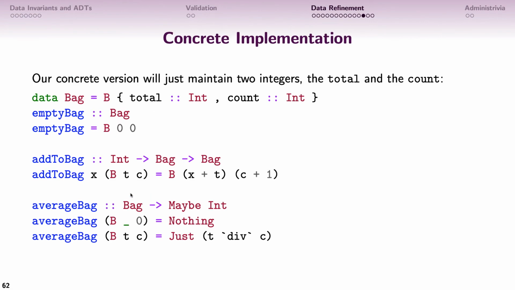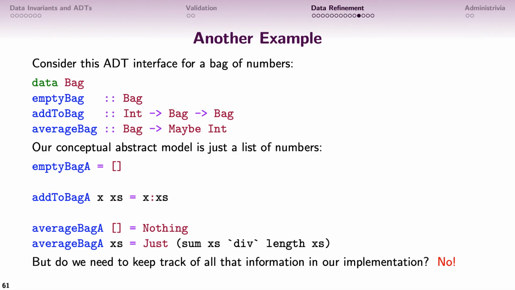So let's implement it that way. We have a record here with a total field and a count field. The empty bag is just 0, 0. Add to bag, I add to my total and I increment my count. And average bag, if I've got no numbers, I return nothing. Otherwise, I just divide the total by the count, right? Very straightforward. But how could we establish an abstraction function for QuickCheck testing to show that this concrete implementation is a refinement of our mental model, our abstract implementation?